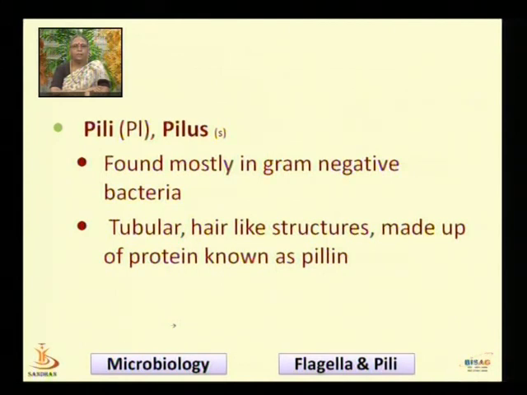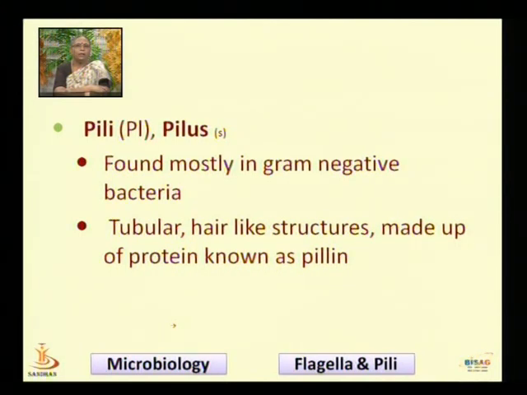In the next one, we have given the general information about the pili. Plural is pili, singular is pilus, and it is mostly found in gram-negative bacteria. These are comparatively shorter and straighter structures than flagella. They are tubular and they are also made up of a protein known as pilin.